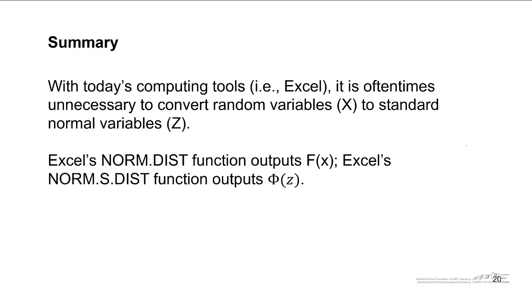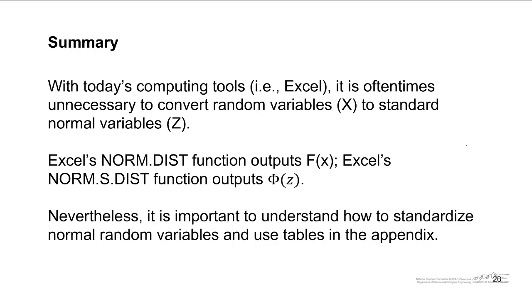But for now, Excel's norm.dist function outputs capital F of x for any normally distributed variable, and Excel's norm.s.dist function outputs phi of z. And you can experiment around with the norm.s.dist function in Excel if you'd like. Nevertheless, it is important to understand how to standardize normal random variables and to use tables in the appendix.